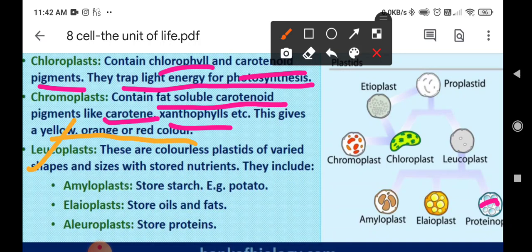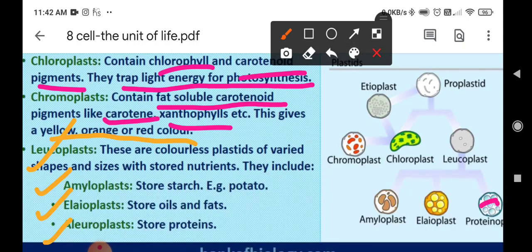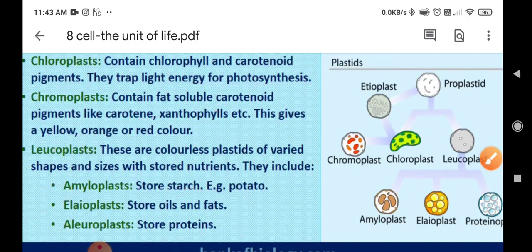On the basis of the material they store, they are again of three types. They can be amyloplast, elioplast and aleuroplast. Amyloplast stores starch, elioplast stores oil and fats, and aleuroplast stores proteins. So leucoplasts are again of three types: amyloplast storing starch, elioplast storing oils and fats, aleuroplasts which store proteins. I hope it is clear.